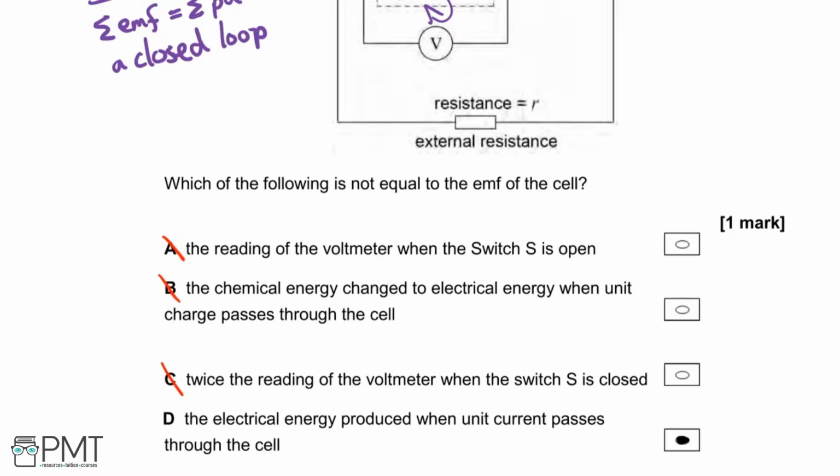The electrical energy produced when unit current passes through the cell. Well, let's go back to what we talked about with option B and how we're looking at the definition of EMF. There is no quantity that involves energy per unit current. So actually, it's quite a minor detail, but it makes answer D incorrect. So that's why the answer is D. The electrical energy per unit current, whatever that is, is not equal to the EMF. So D is the correct answer for this question.